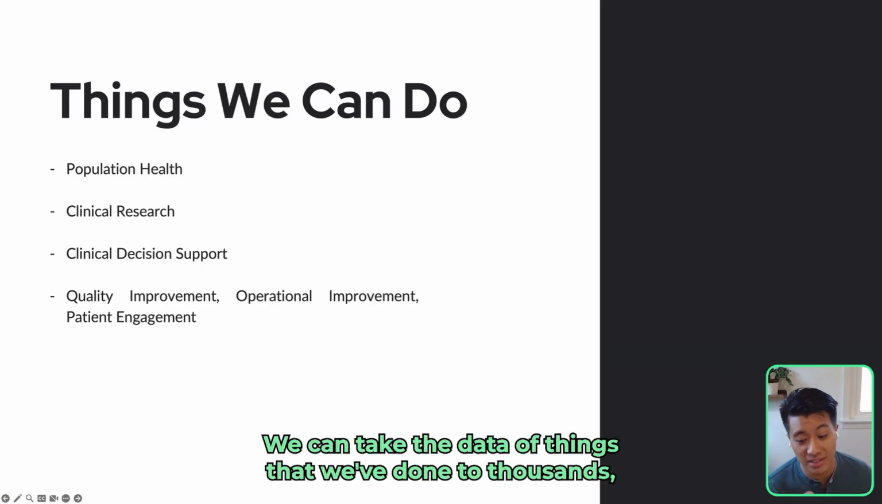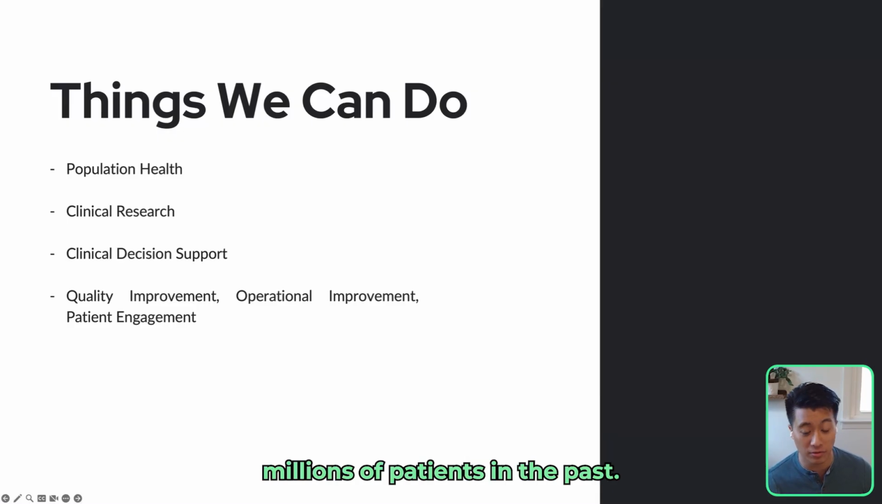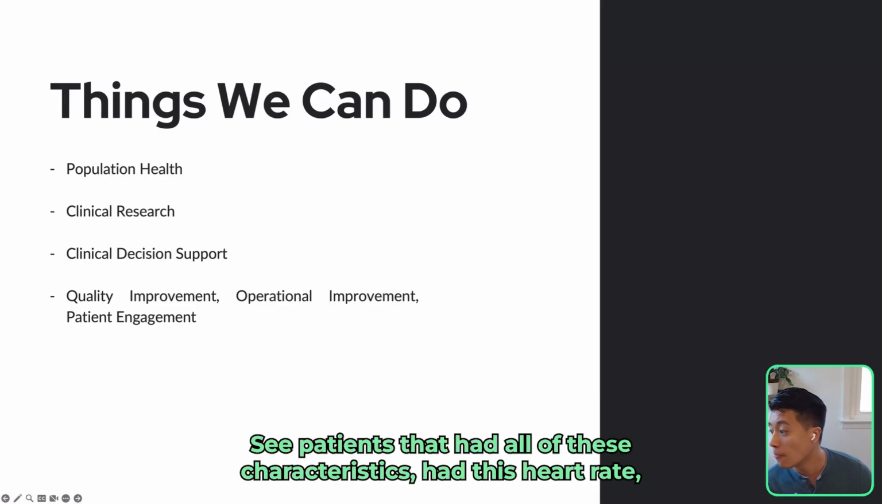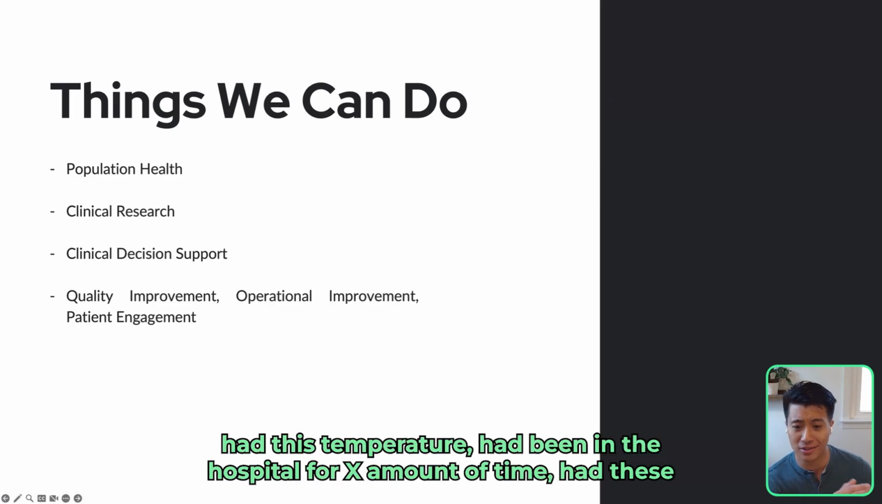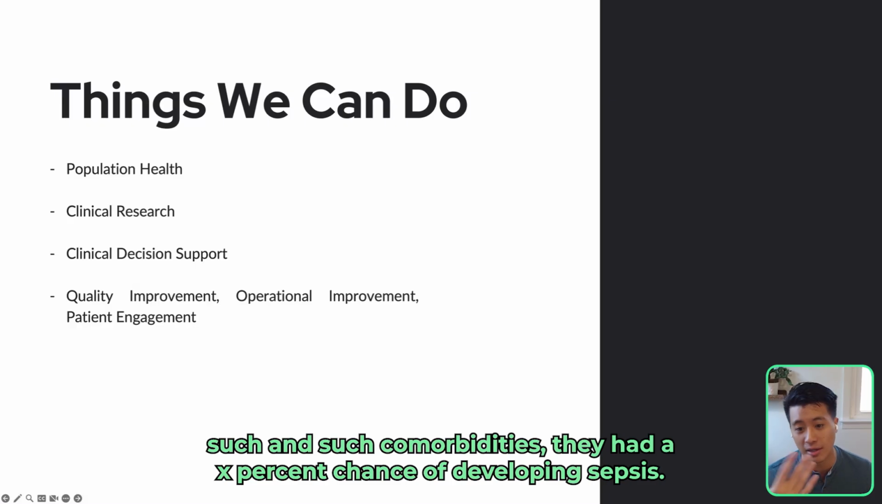Clinical decision support: we can take the data of things that we've done to thousands, millions of patients in the past and see, patients that had all of these characteristics, had this heart rate, had this temperature, had been in the hospital for X amount of time, had these such and such comorbidities, had an X% chance of developing sepsis.